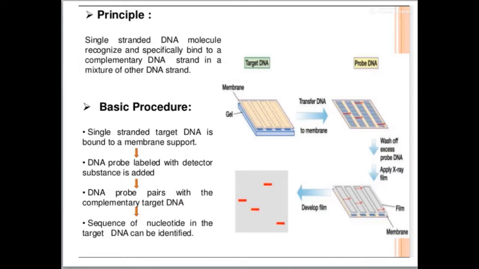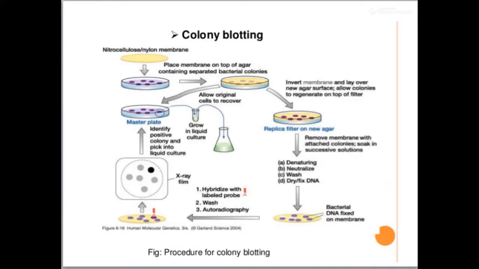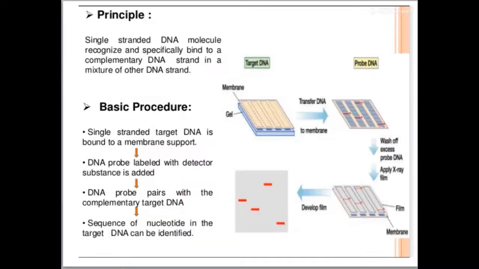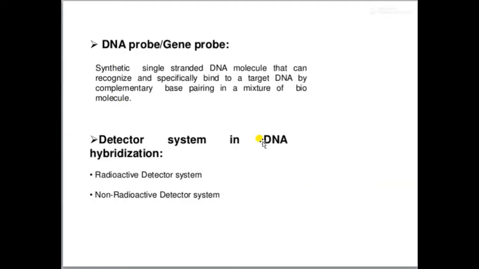But previously we were talking about DNA getting transferred from the colony as well as from the plaque onto the membrane. In all three cases, the principle is the same: a probe binds to a target DNA. Once it has been bound, you detect it using either a radioactive or a non-radioactive detector system, and you check whether your gene of interest is present, let it be from a colony, from a plaque, or on an agarose gel.